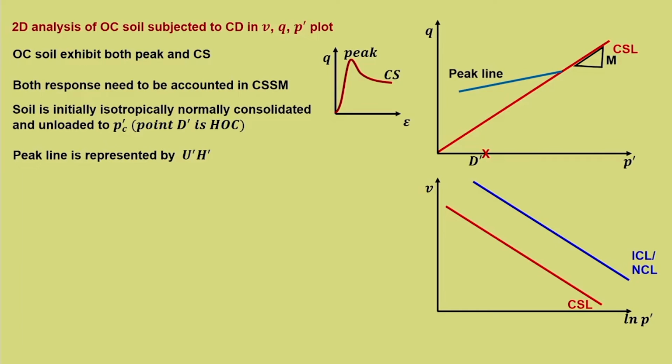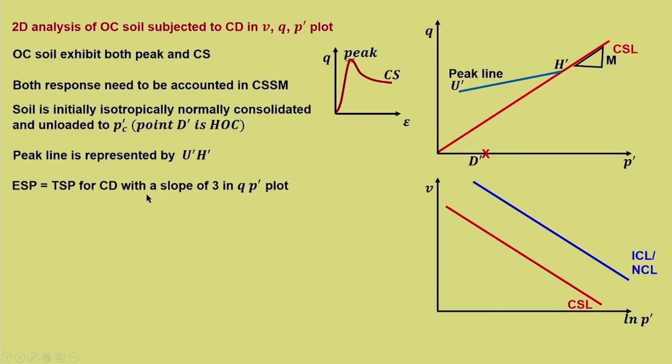So, what it means is that the soil is initially isotropically normally consolidated, then it is unloaded to point P dash C, that is the initial effective volumetric stress. So, point D dash is heavily over consolidated, this is the point D dash, and the peak line is represented by H dash. So, we know that we need this particular point over here. Why? Because it has to reach there and then come back to the critical state line.